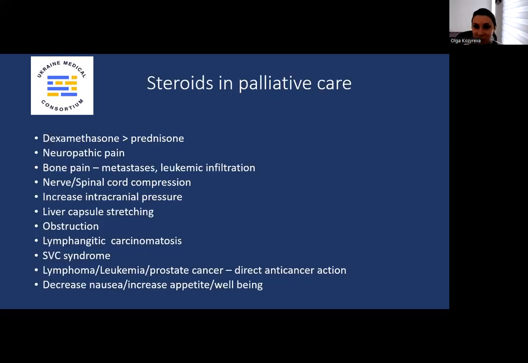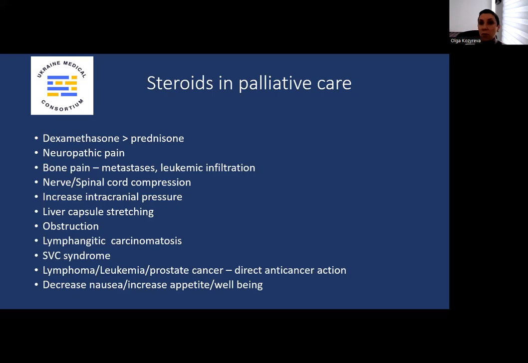And I promised you a slide on steroids in palliative care. We love steroids because they decrease any inflammation, any swelling, regardless of etiology. As I mentioned, we use dexamethasone more than prednisone. It's a great medication if you are trying to manage neuropathic pain, especially acute neuropathic pain, because steroids are not a long-term solution, at least systemic steroids.